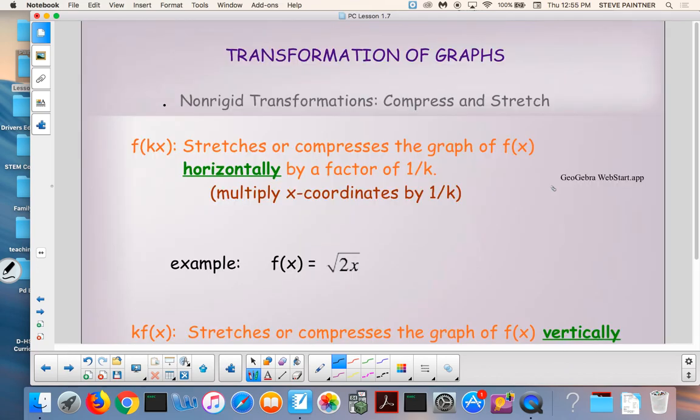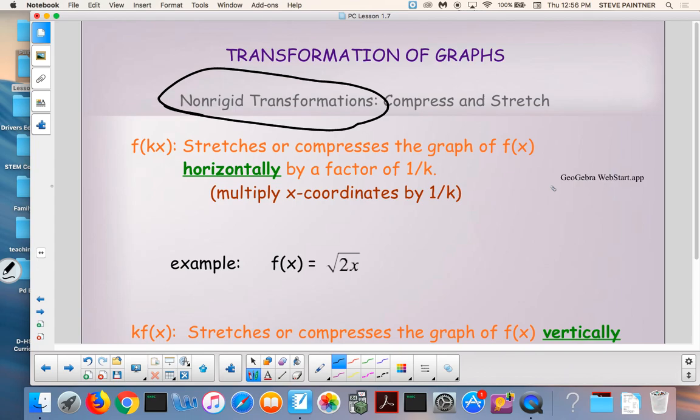Non-rigid. Okay. So that's when you get done, your graph does not look like the parent. So here's the parent. Ready? That's a parabola. Okay. So what are we going to do with the parabola? We're going to vertically or horizontally, but for now, vertically. Vertically stretch it or compress it.